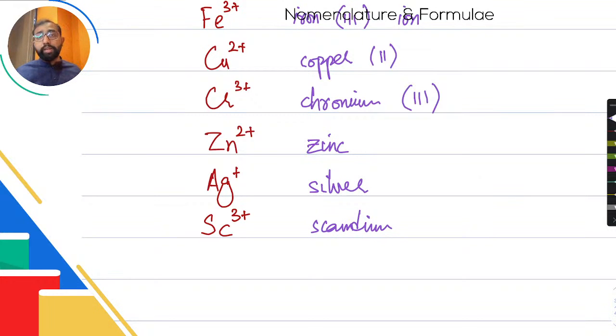So there are 3 ions that are found in this block, but you need to remember the names of these, and I will highlight these ones. You need to memorize these charges: +1 for silver, +2 for zinc, and +3 for scandium. Okay, and those are the things that you need to know about. So these are the ones that you need to memorize. All right, so that's how you name the cation.